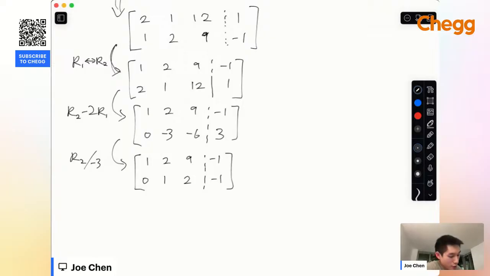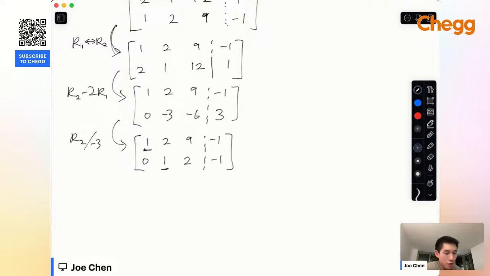So now I'm going to look at each column with what I call a pivot, but is these ones. And I want to make that the only number in that column. So it's already this case for the first column. And I'm going to make it the case for the second column as well by taking the first row and subtracting twice the second row. So I'm not touching the last row.